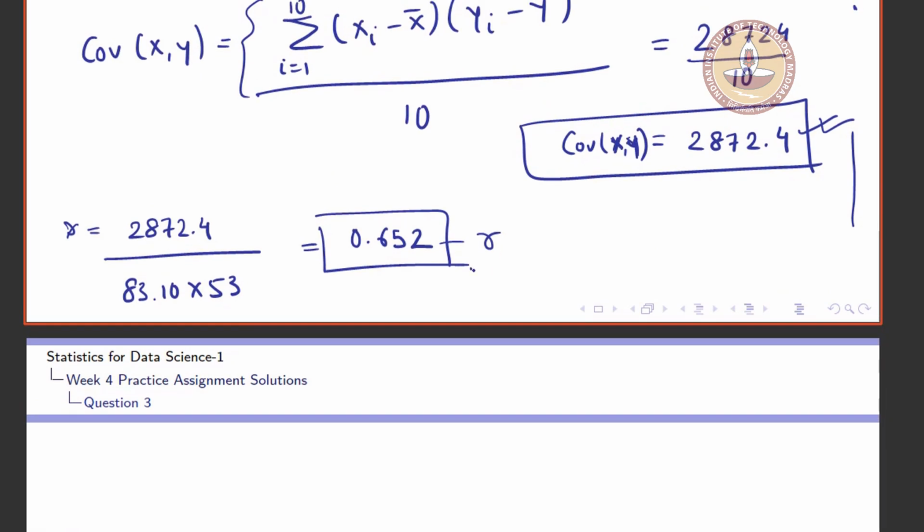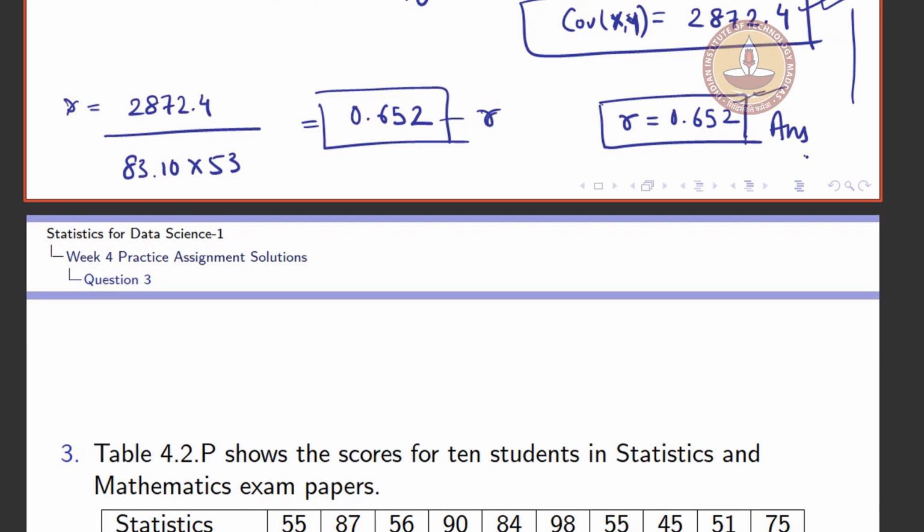So this is my correct answer. So 0.652 is my correlation coefficient, and hence this is my answer, where R is equal to 0.652. This is the correlation coefficient between the marks obtained by a set of 10 students in class 10 and class 12. So what can we say from here? We can say that the correlation is positive, that is definite because it is positive in sign, and we cannot say whether it is weak or strong from here. So this is done.